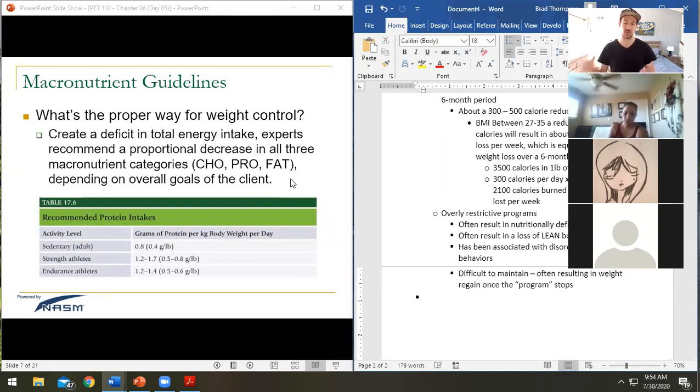So how do we get these proper ranges? Well, we have our AMDRs, our acceptable macronutrient distribution ranges, right? You know what, actually, hold on, I'm going to put that down a line. Macronutrient guidelines.